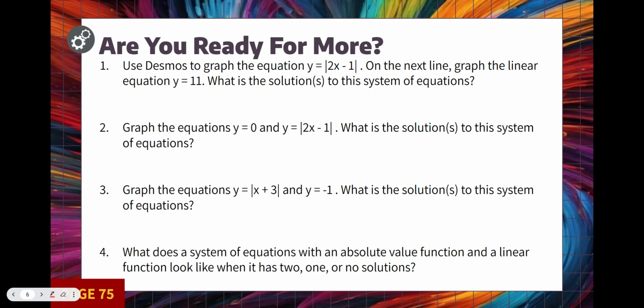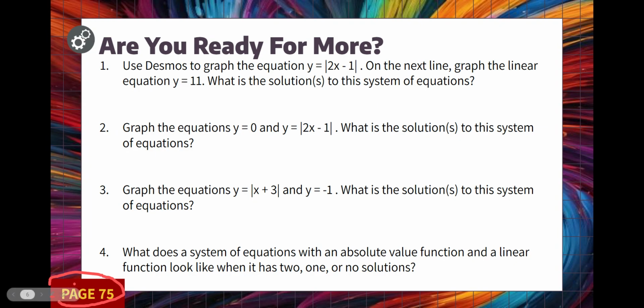Now, are you ready for more? Use Desmos to graph the equation y equals 2x minus 1. On the next line, graph the linear equation y equals 11. What is the solution to this system of equations? Again, I cannot switch my screen and record the other screen. Later, I will show you how to do this in Desmos. So, meanwhile, I'll skip page 75 and I will let you go back there once I am recording the Desmos activity. Got that? Okay.